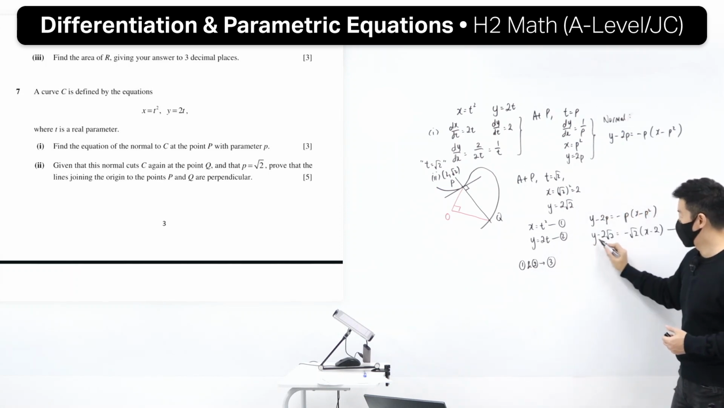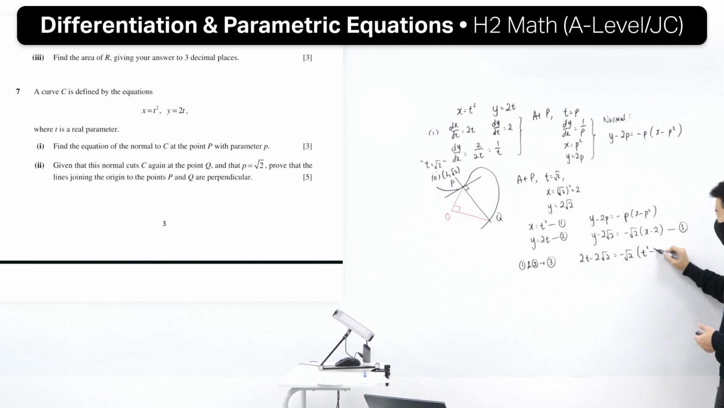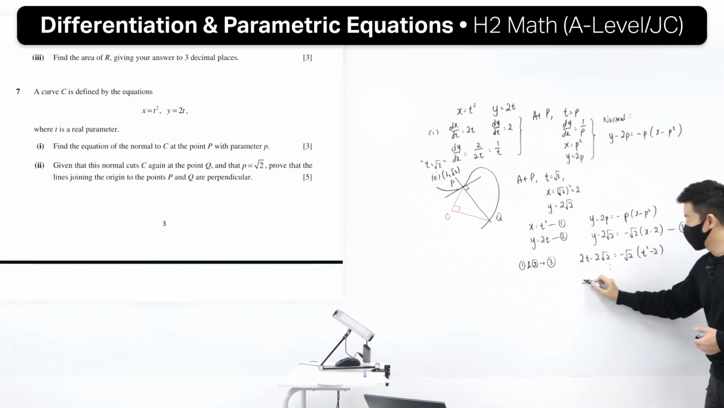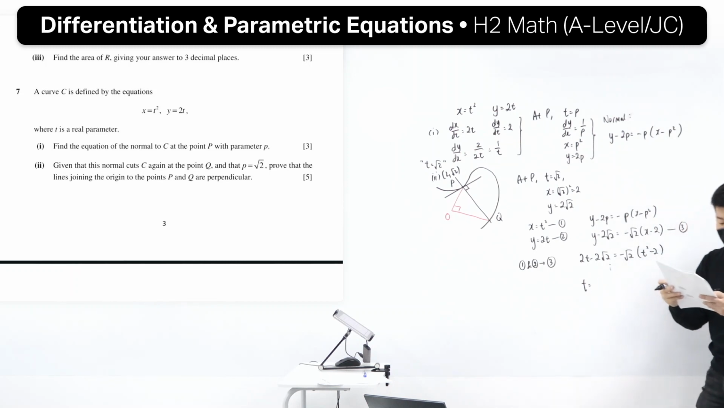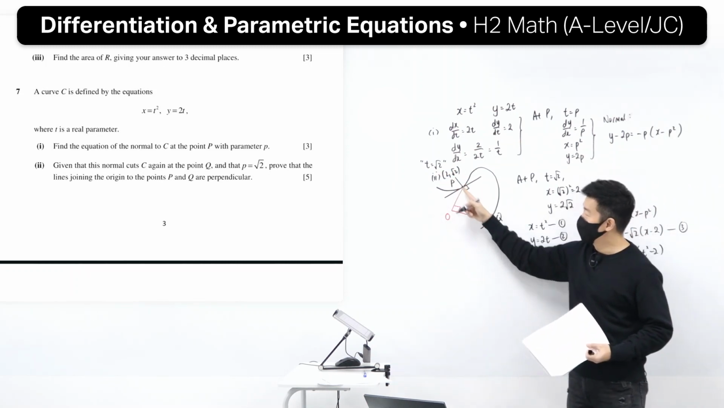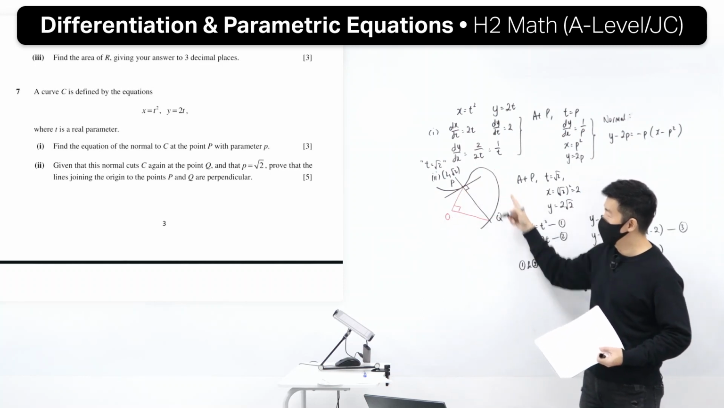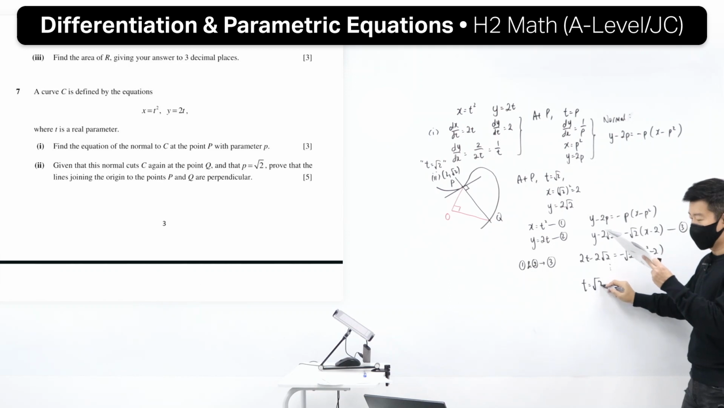So we have y is going to be equal to 2t, minus 2 square root of 2 is equal to minus square root of 2 times (x), and x is equal to t squared minus 2. Solving for this, you're going to get two values of t, at least two. I'm expecting this. One of the values for t should be equal to square root of 2, because this is also the point of intersection between the curve and the line.